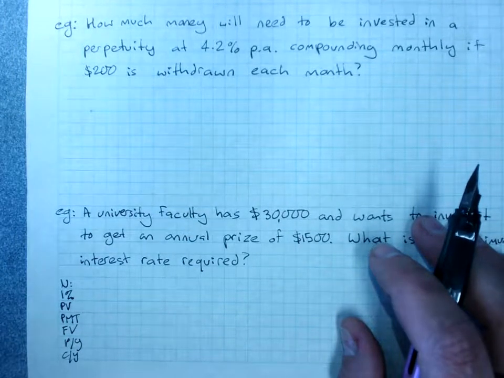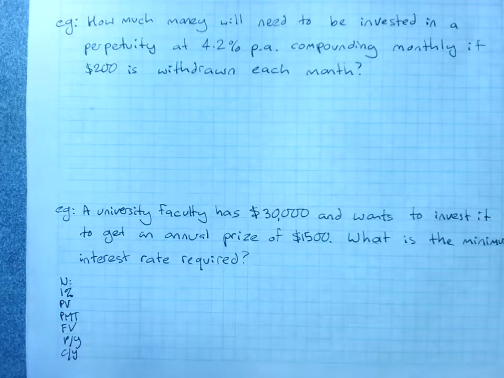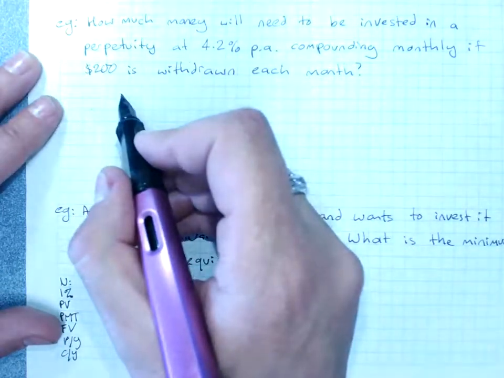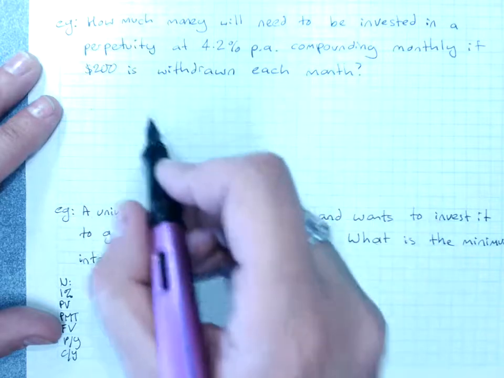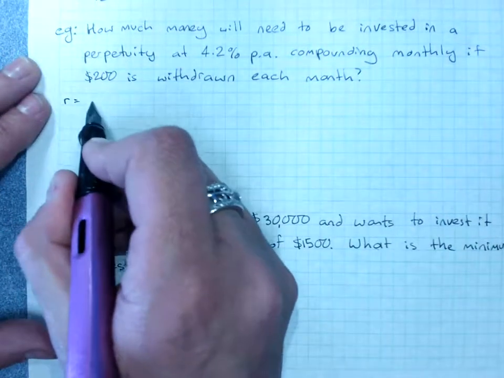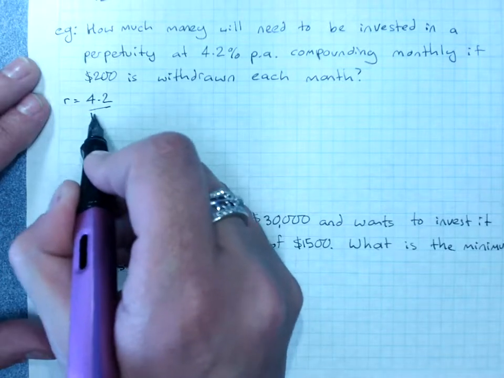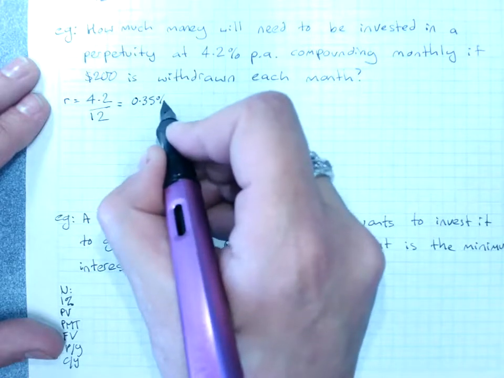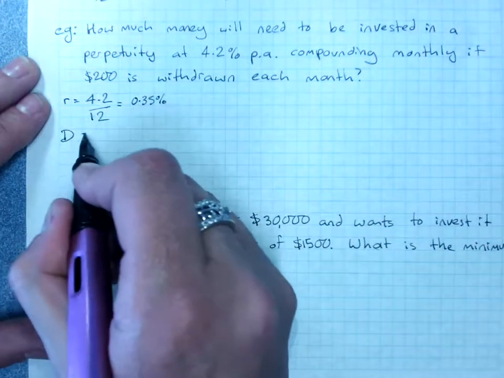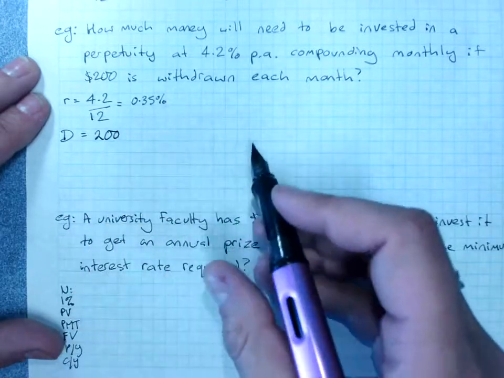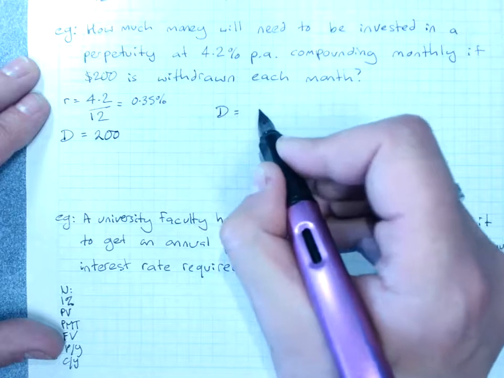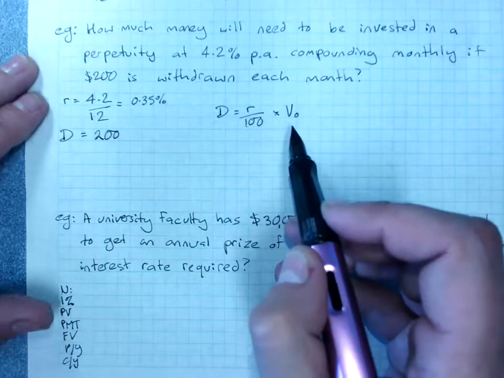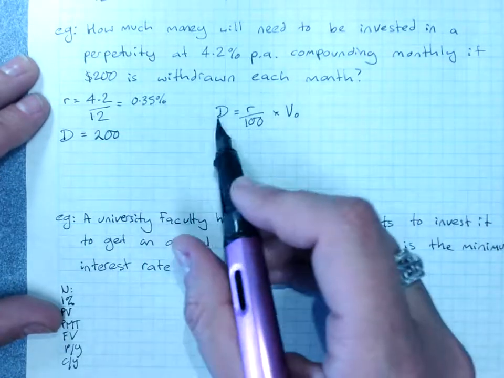How much money will need to be invested in a perpetuity at 4.2% per annum, compounding monthly if 200 is withdrawn each month? So we can use the formula. We've got the interest rate of 4.2 and we've got to divide that by 12. So the interest rate per month is 0.35%. We know that the amount withdrawn is 200. So we can use the formula to work out the value of the principal. Substitute in what we know.